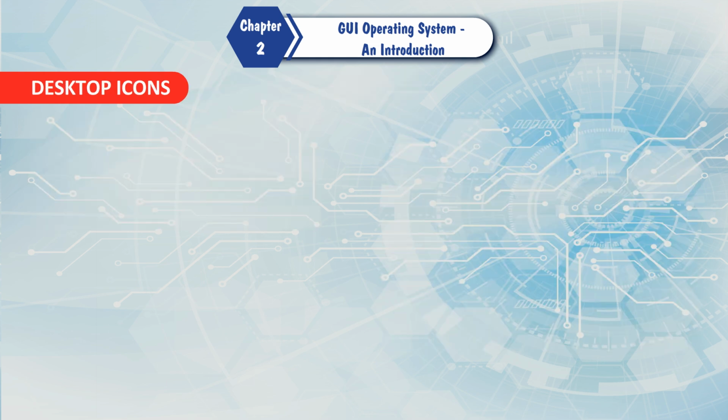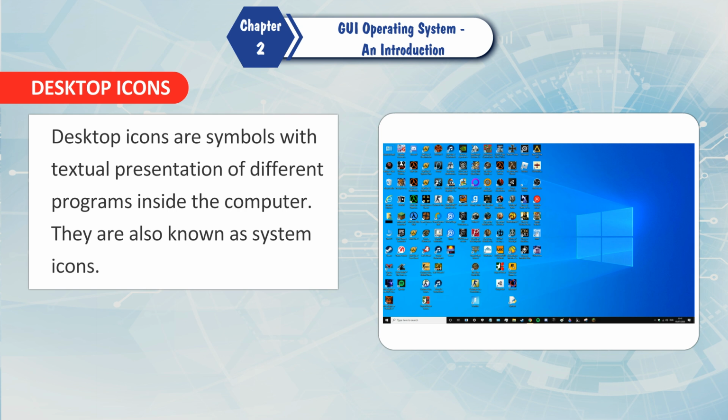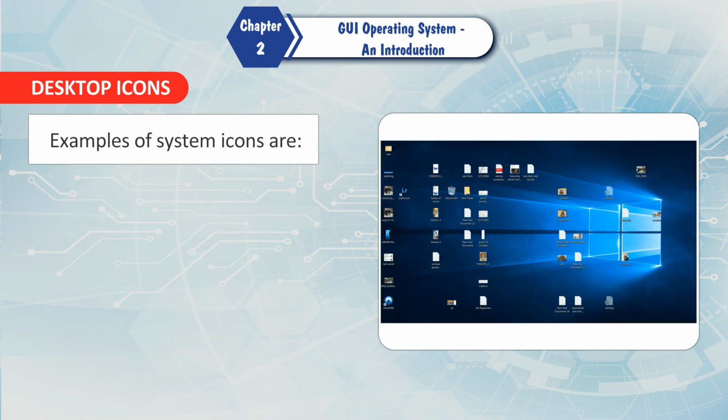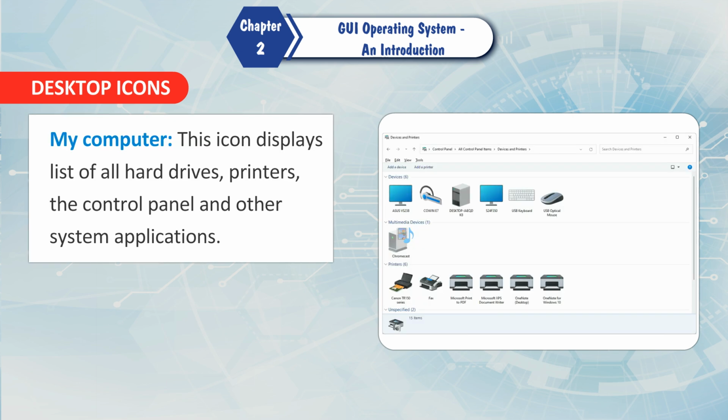Desktop icons. Desktop icons are symbols with textual presentation of different programs inside the computer. They are also known as system icons. Examples of system icons are My Computer. This icon displays a list of all hard drives, printers, the control panel and other system applications.